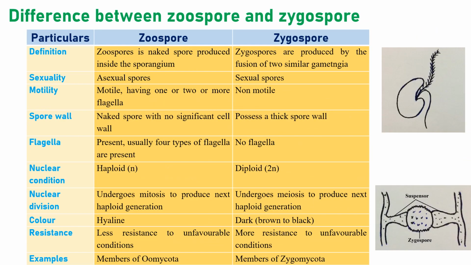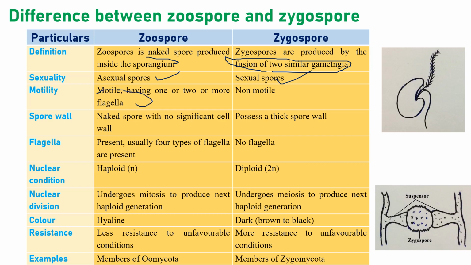And again, the difference between zoospores and zygospores. Zoospores are naked, motile spores that are produced inside the sporangia. Zygospores are produced during the fusion of two similar gametangia. As for sexuality, zoospores are asexual spores, whereas zygospores are sexual spores.